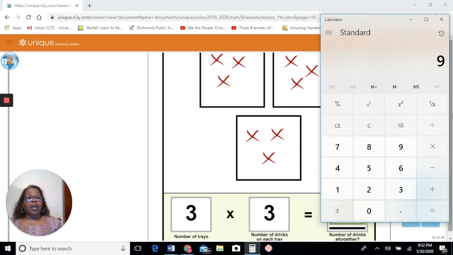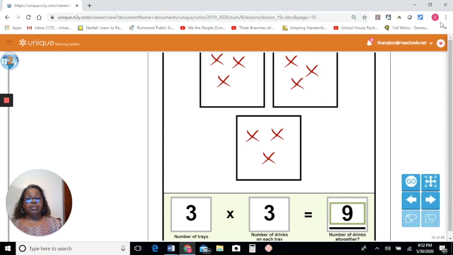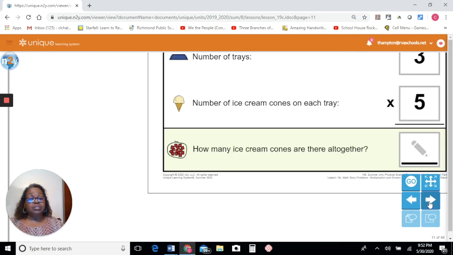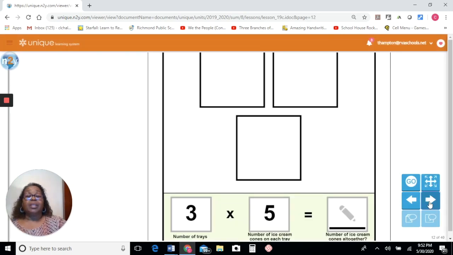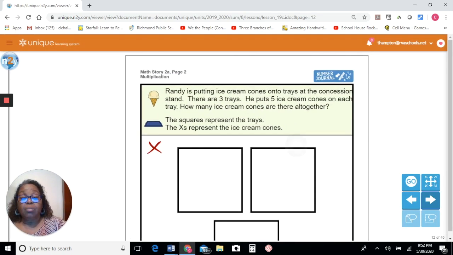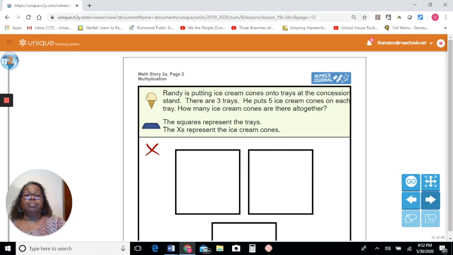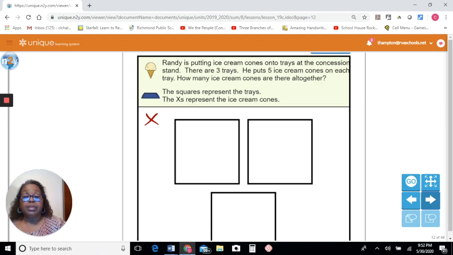All right, let's try another one. I'm telling you, this is looking really easy. Multiplication doesn't seem so scary, does it? I like it. All right, let's read the problem, the word problem, and set it up. See if we can come up with the right answer.